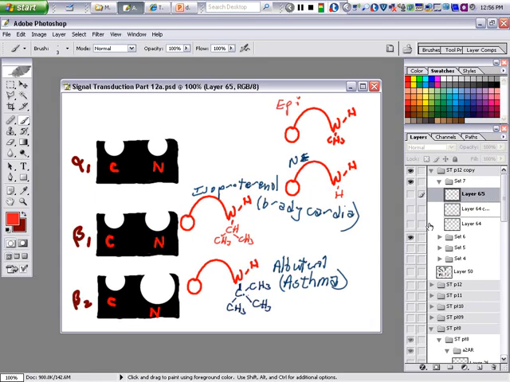Exactly. If you don't have the OHs, you can't bind to the catechol end, because that's what it binds to, the catechol. And that's why amphetamines or non-catecholamines don't bind to the adrenergic receptors directly.